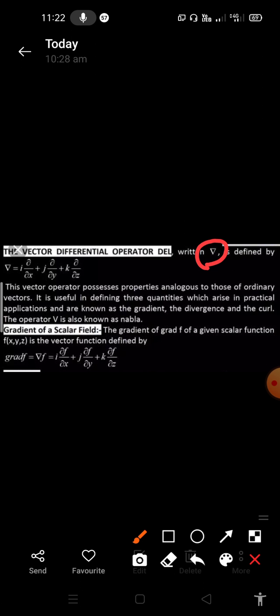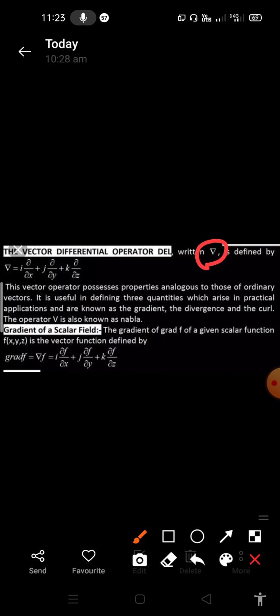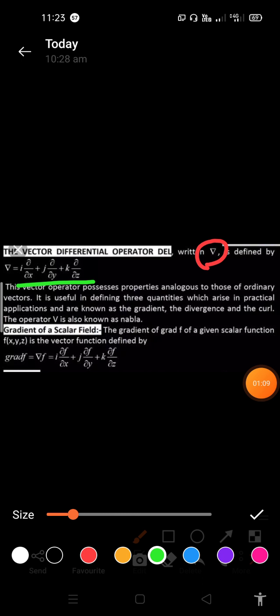The vector differential operator del is defined by del equals i cap ∂/∂x plus j cap ∂/∂y plus k cap ∂/∂z. This is the differential operator del.